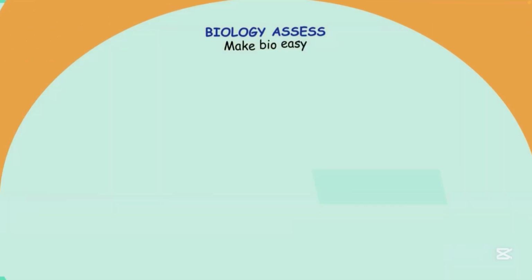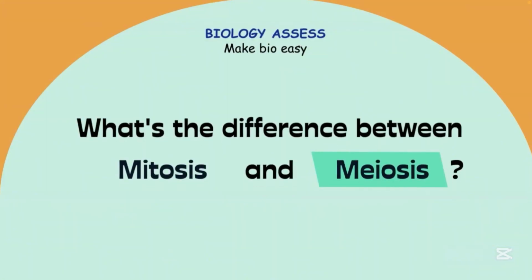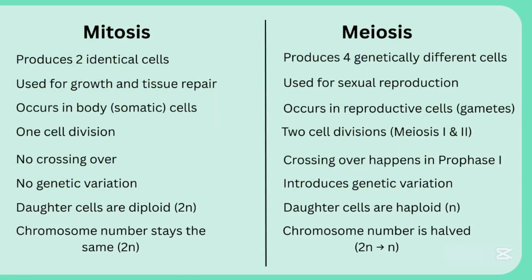So let's dig further into it, like what's the difference between mitosis and meiosis. Just to make lives easy, I have made this table to make the concept more clear. Mitosis produces two identical cells, whereas meiosis produces four genetically different cells. In mitosis, the cells are identical, but in meiosis, the cells are not identical because of crossing over and independent assortment, as I explained before.